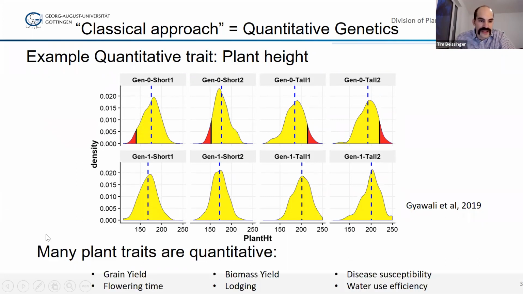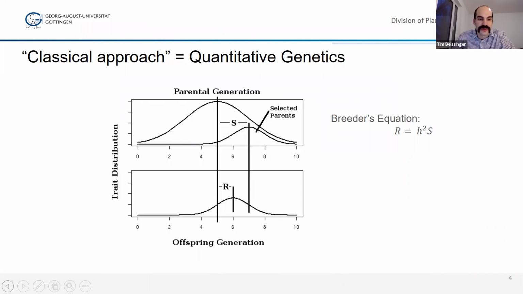So a lot of traits, not just plant height, follow this pattern. Some examples are yield of grain, the flowering time of a plant, whether or not a plant falls over, that's called lodging, and so on. You can measure all of these in a quantitative way, and they tend to vary continuously, often because they're controlled by many genes.